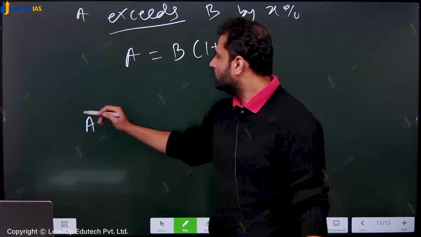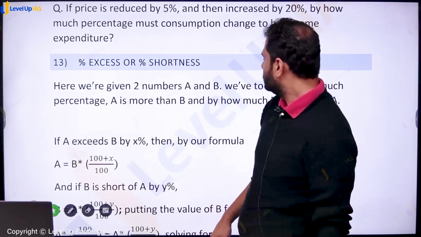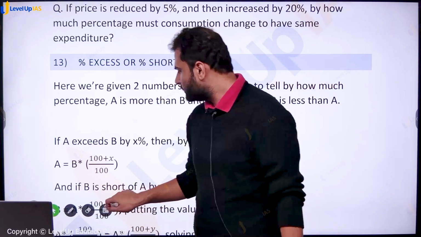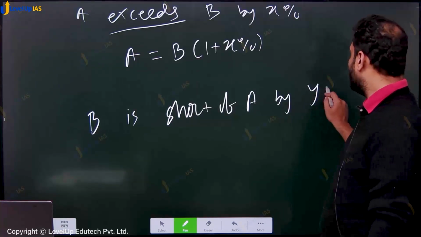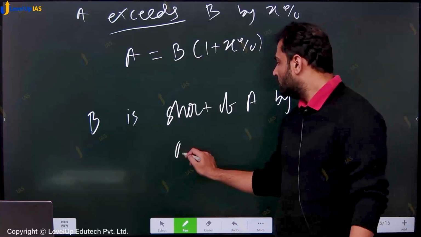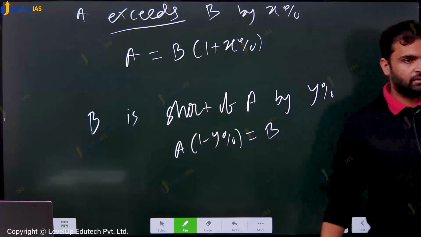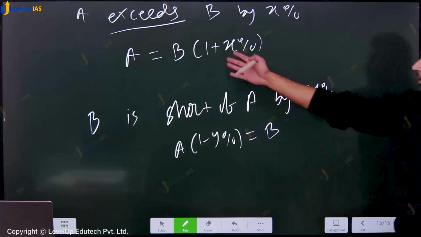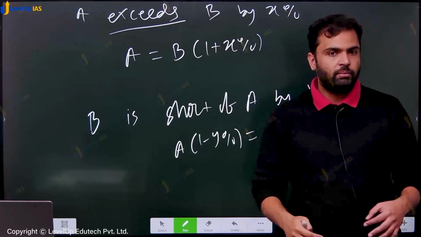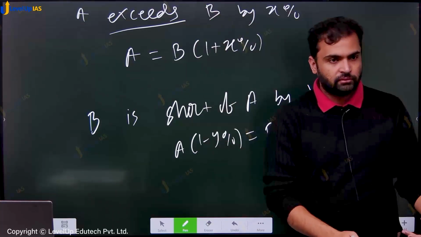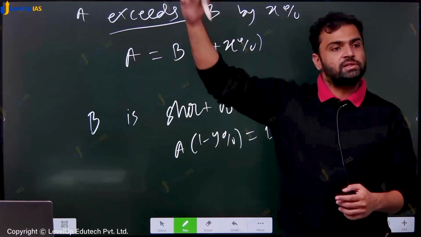And if B is, क्या बोला था यहाँ पे? B is short of A by Y percent. Then what do we have? A into 1 minus Y percent is equal to B. At one place, base is B. A exceeds B by some percentage, so that percentage is of B. And if B is short of A by some percent, then that percentage is of A.